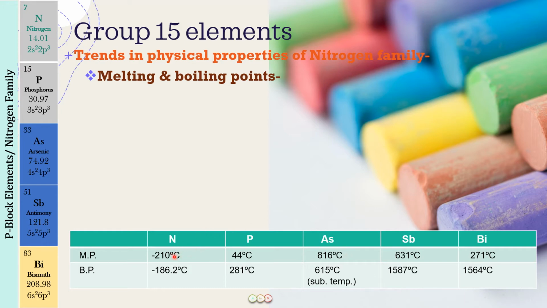So that you have a better feel, I've just converted them into degrees Celsius. No other reason for that. You do not have to learn whether it is in Kelvin or in degrees Celsius. Okay. All right. So now we have nitrogen melting point minus 210 degrees Celsius, phosphorus 44, arsenic 816, antimony 631, and bismuth 271. So what does this mean?